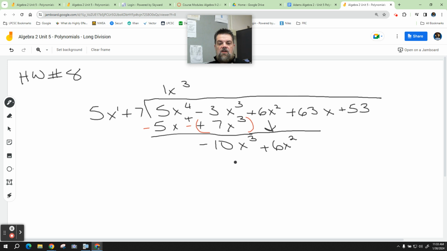Okay? So now, same thing, I need to think, what do I multiply 5 by to get a negative 10? Remember, that negative sign is attached to the term. Negative 2.